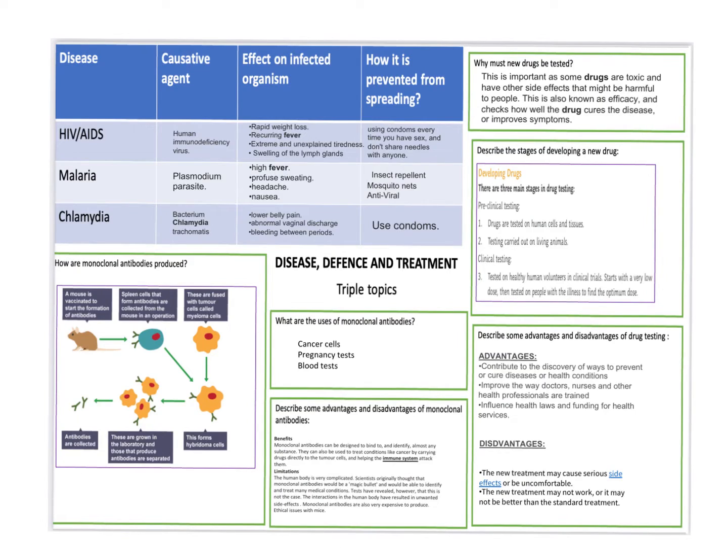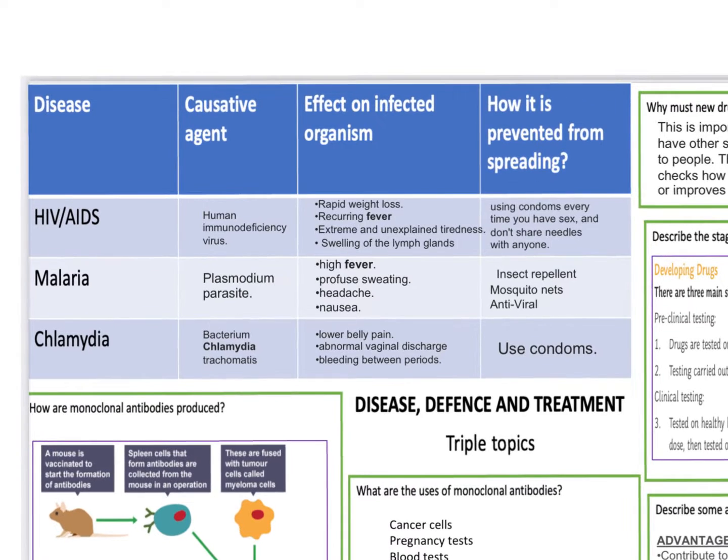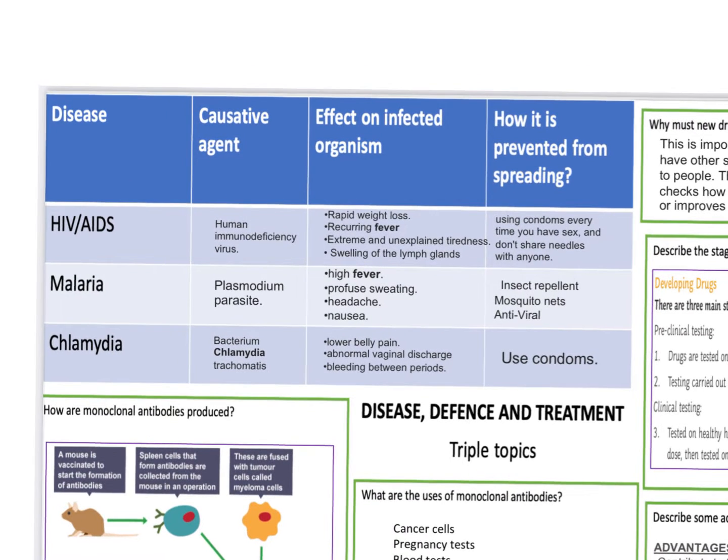Okay, so this is looking at the triple topic of disease and defence. So the first thing you need to know about is these three diseases: HIV/AIDS, malaria and chlamydia. What causes them? This comes up quite a lot as a 1-mark question, so be careful of that. And again, bacteria, Chlamydia trachomatis. Effect on infective organism, so different things that will happen if you've got them, and then how we prevent it from spreading.